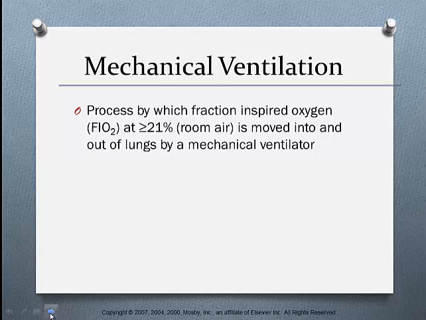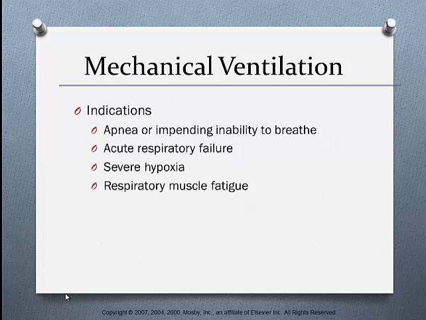Mechanical ventilation is a process by which FiO2 at or above 21%, which is room air, is moved into and out of the lungs by mechanical ventilation. Indications for mechanical ventilation are apnea, impending inability to breathe. So if a patient is in respiratory distress and starting to wear out, acute respiratory failure, severe hypoxia, and respiratory muscle fatigue.